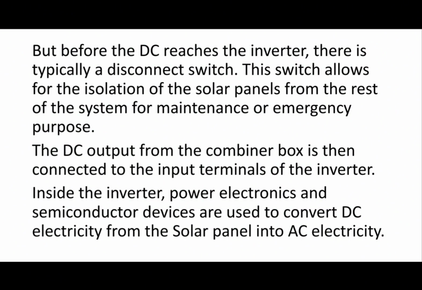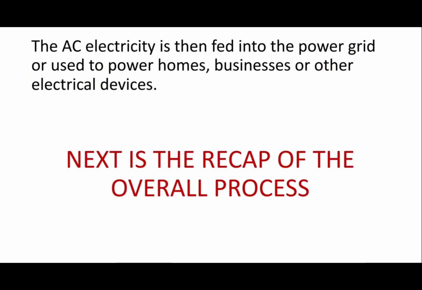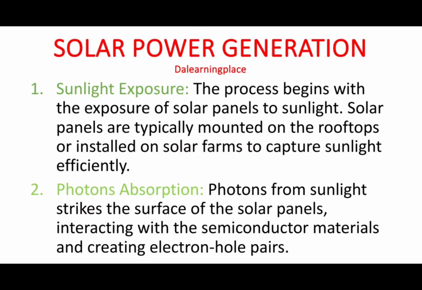Inside the inverter, power electronics and semiconductor devices are used to convert DC electricity from the solar panel into AC electricity. The AC electricity is then fed into the power grid or used to power homes, businesses, or other electrical devices. A quick recap of the general process once again.